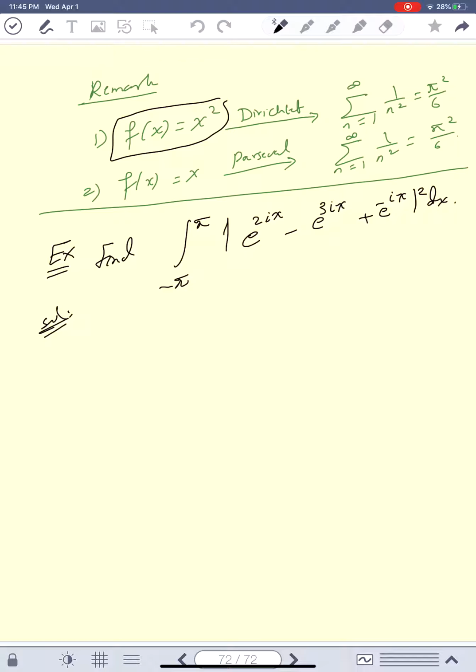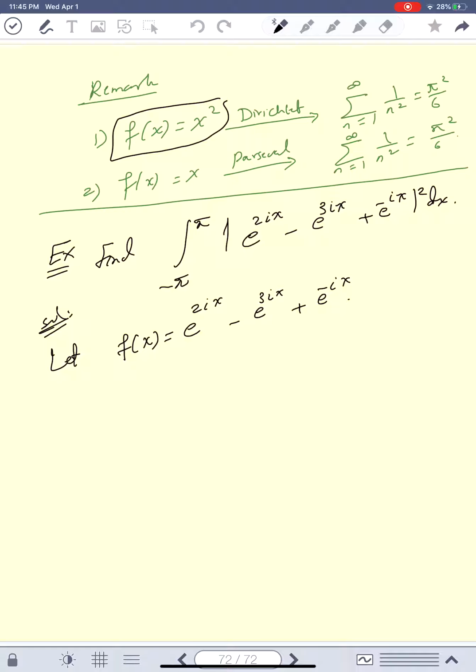And again, because of the i, when we see the absolute value here, this is not the real absolute value, this is the complex absolute value, which measures the distance between the complex number and the origin. So the idea is, if we let f of x equal this thing, without the absolute value, without the square, okay?